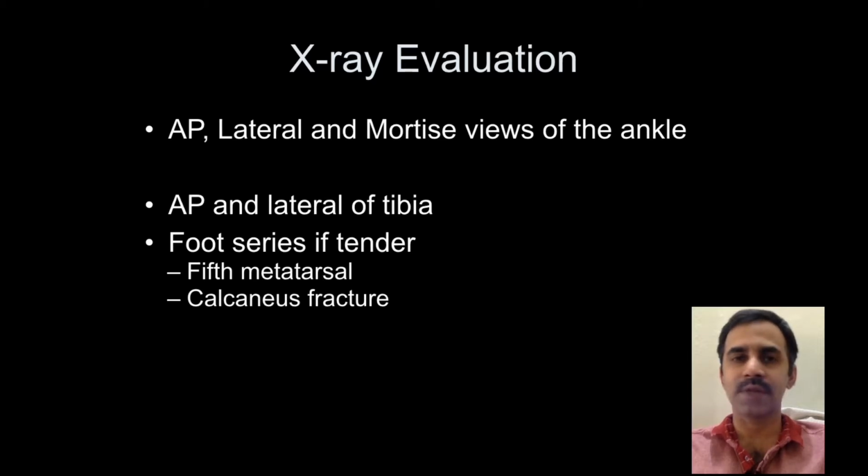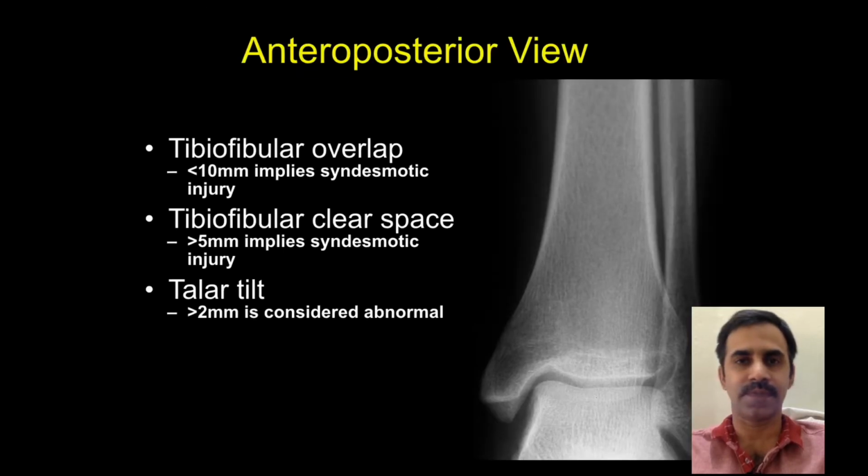So the X-ray evaluation includes AP, lateral and mortise view of the ankle. AP and lateral view of the tibia may be taken, and a foot series is indicated if there is tenderness over the fifth metatarsal or a calcaneus fracture is suspected. In the anteroposterior view, we have to look for the tibiofibular overlap. If the tibiofibular overlap is less than 10 millimeters, that implies syndesmotic injury.